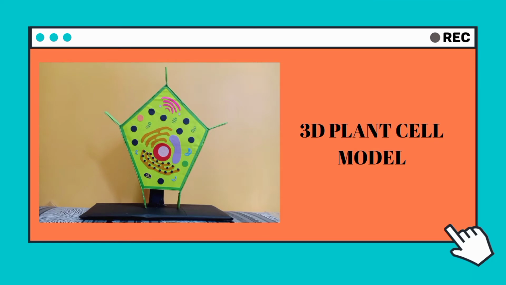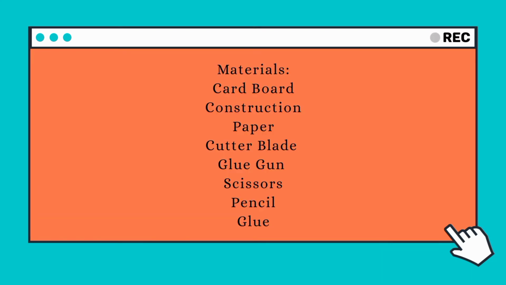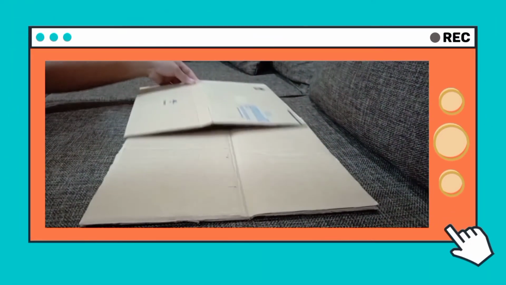Hello guys! So in this video, I'll be presenting how I made my 3D plant cell model. And these are the materials that I've used. After this, you'll be seeing the process of how I make my 3D plant cell model.